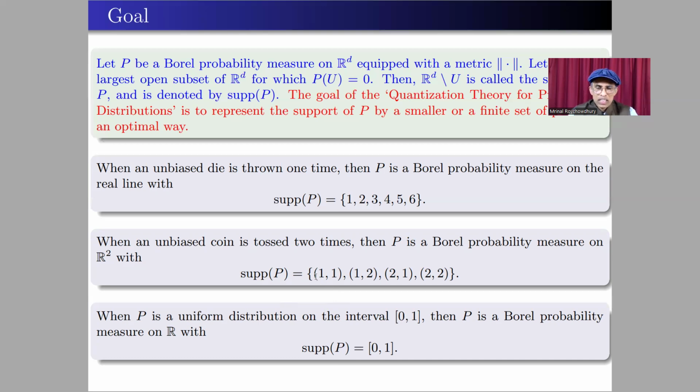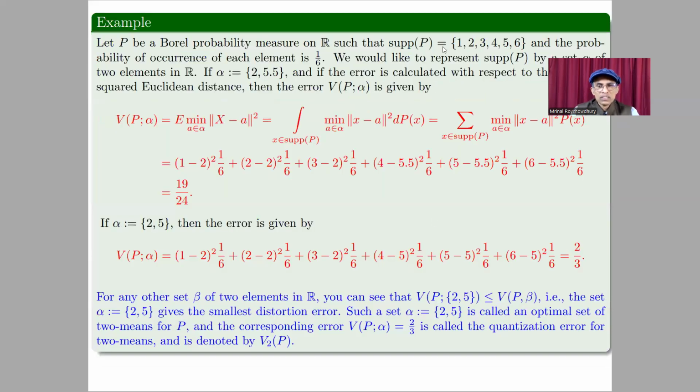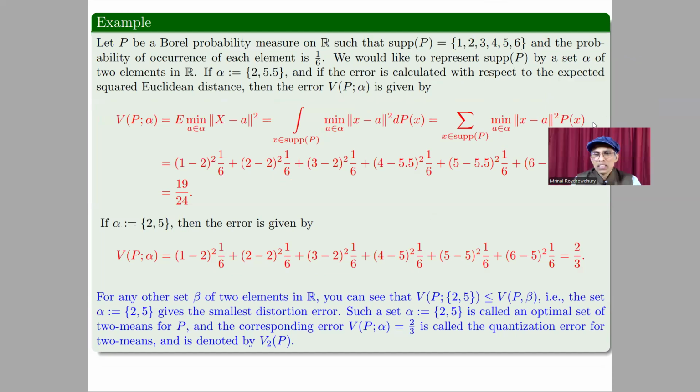So in quantization theory, our goal is to represent the support of P by some finite number of elements. So how to do that? Here I give you an example. Suppose P is a Borel probability measure on R and its support contains 6 elements, and the probability of occurrence of each element is 1 over 6. And we would like to represent these 6 elements by a set alpha of 2 elements in R. And suppose the 2 elements are 2 and 5.5.